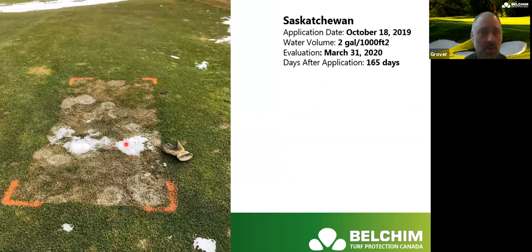Saskatchewan, still snow in the plot. You can see the pressure we had at this site here. Again, applied in October, evaluated in March, so 165 days after application, performed really well.